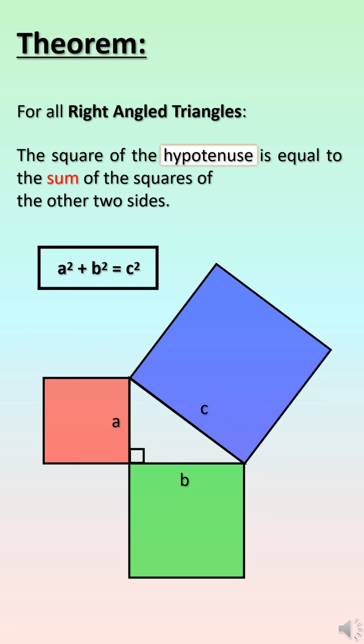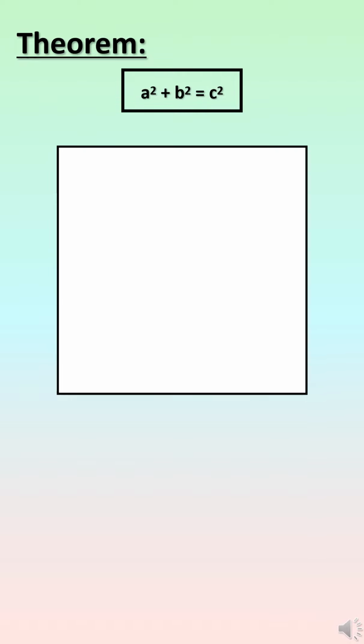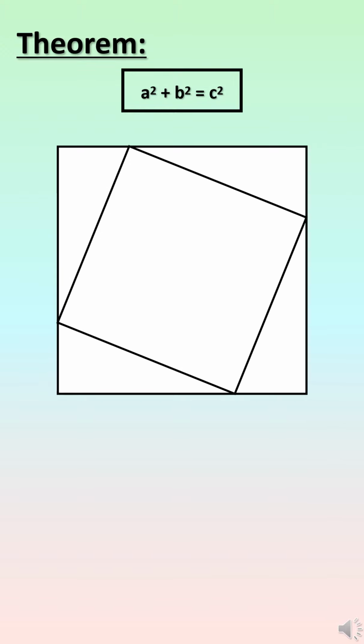The area of the red square plus the area of the green square is equal to the area of the blue square. We will show why this is the case. Let's start by remembering our formula. A squared plus b squared is equal to c squared, where c is the longest side, or the hypotenuse, of our right triangle. Now let's construct a large square. Inside this square, let's construct another square slightly smaller so that it will fit inside the large square and rotated such that the vertices of the smaller square lie on the perimeter of the larger square as such.